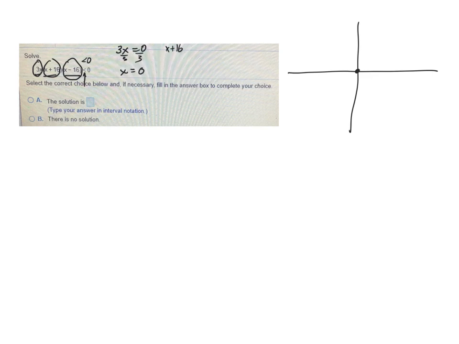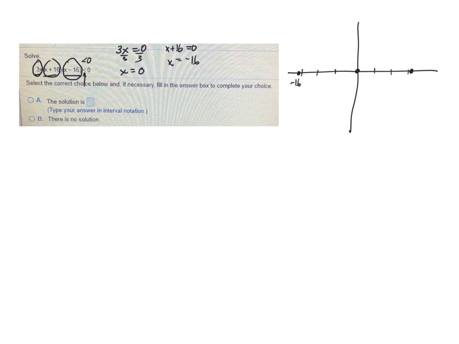Let's try the next one. So x plus 16 is equal to 0, so x is minus 16. So at about minus 16 right there, again, something happens. And then the last one, of course, will be x equals positive 16, something happens there.